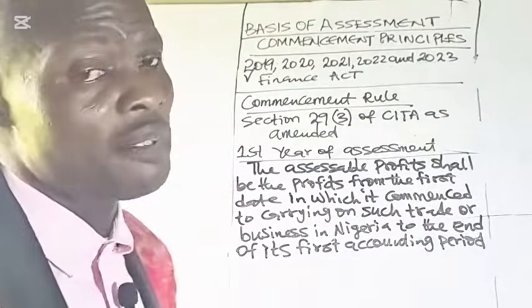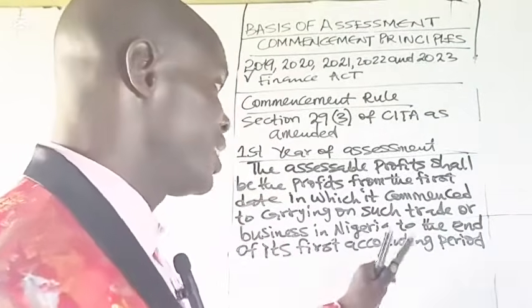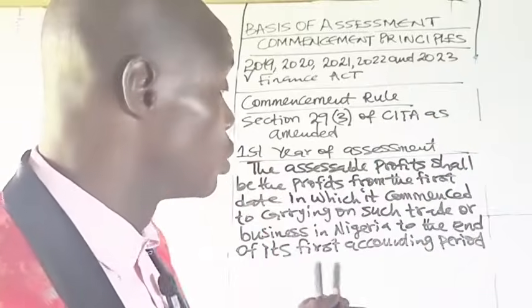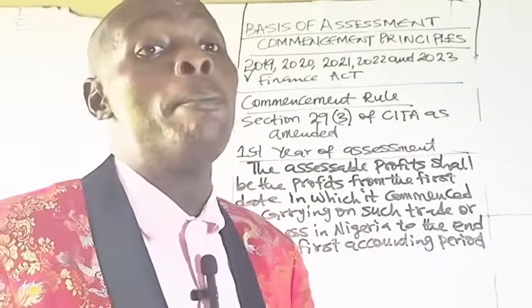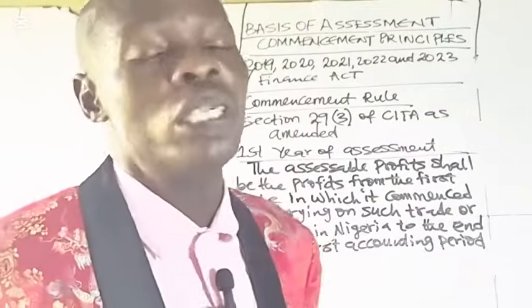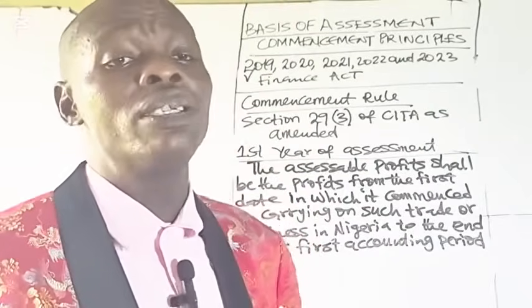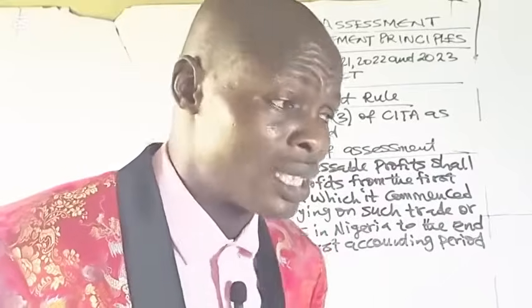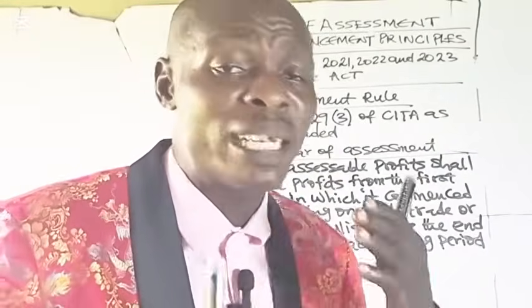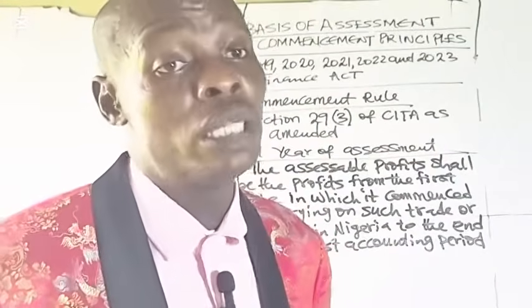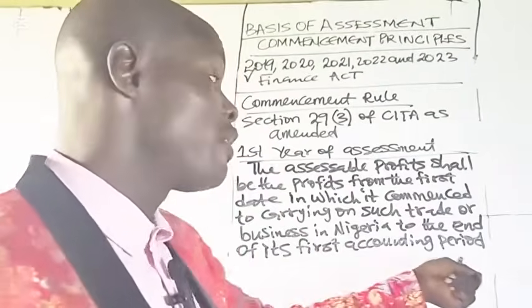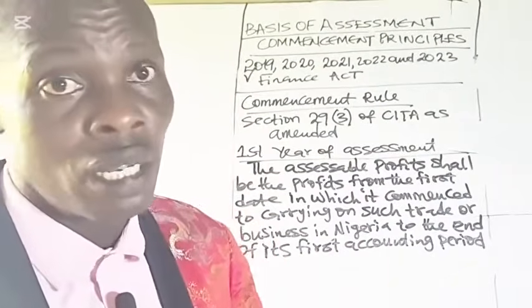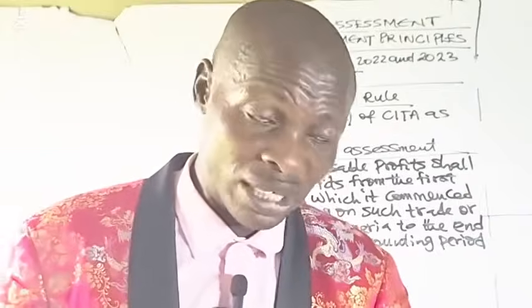We didn't say to 31st December. This is different from the old rule. First accounting period may end in June 30. It might end in September 30. It might end on November 30th. So it might end on 31st of March and it may end on December 31st. End of the first accounting period is what we say, not to December 31st.